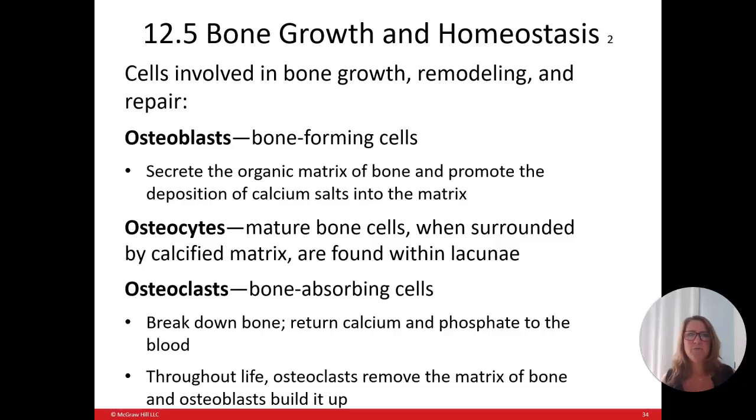So we have our bone-forming cells. Osteoblasts. So a blast, building up. Okay? These are essentially bone-forming cells. And they are going to secrete what's called the organic matrix, but it's mostly calcium and phosphate. And it is going to promote the storage of calcium in the form of calcium salt in that matrix of the bone.